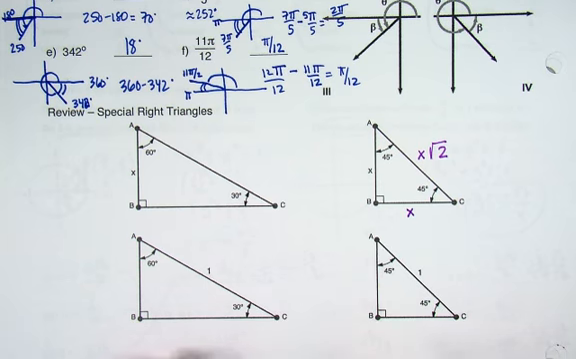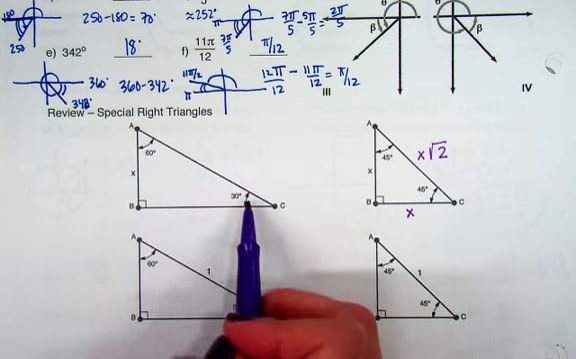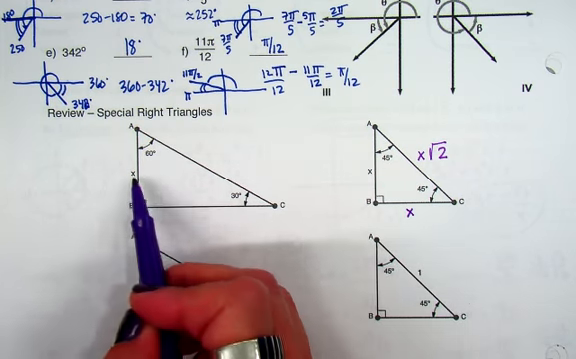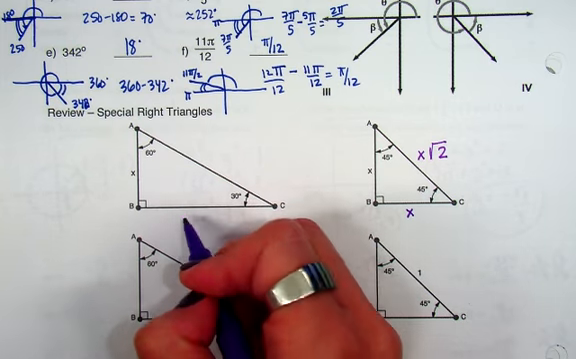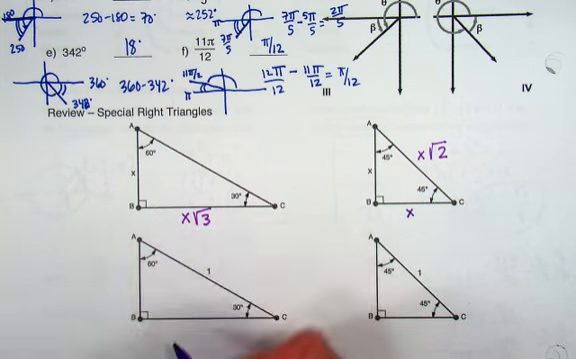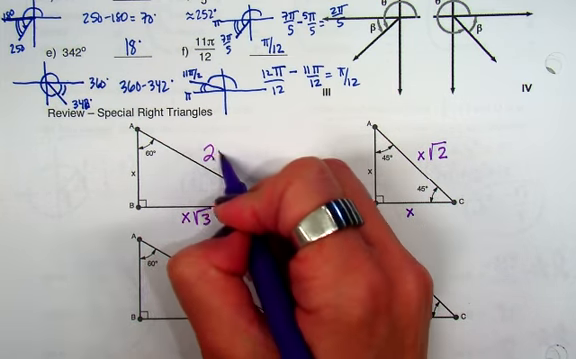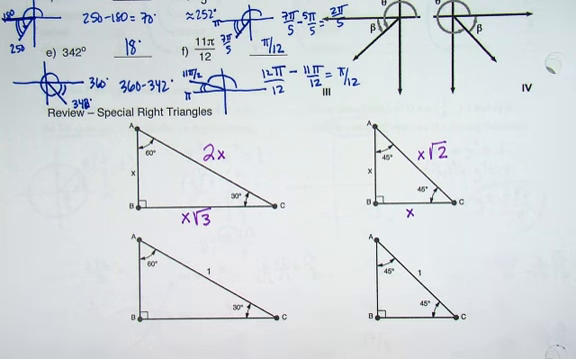For the 30, 60, 90, this is the one that's a little harder. So our short leg across from 30 is x, which means the long leg across from 60 is x root 3, and the hypotenuse is always 2 times x, or double that short leg.